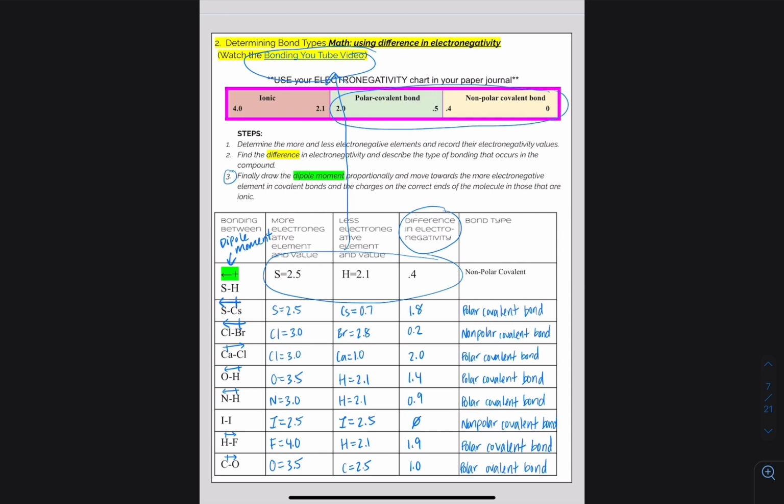And just one thing, notice that for the I bond, the iodine bond, there is no arrow drawn there. That's because if you look at the difference in electronegativity, it ends up being 0, which means the attraction to the electrons is shared equally, so it kind of cancels itself out. So you're not going to see a dipole moment.